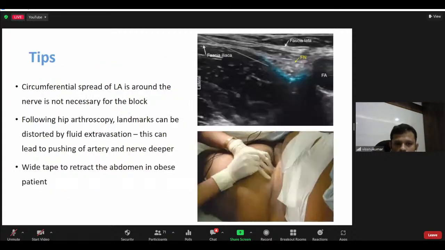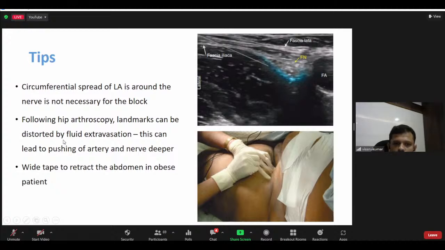The next thing is circumferential spread. If this is the femoral nerve, it's not like you have to spread local anesthesia over the entire femoral nerve, as we do in a supraclavicular brachial plexus block. Only a pool of local anesthetic just adjacent to the lateral portion, or superior or inferior to the femoral nerve, is more than enough, and you'll get an excellent relief for 6 hours or more.